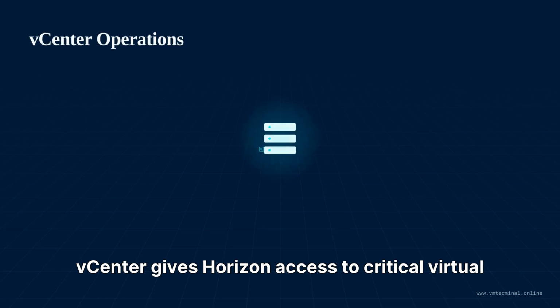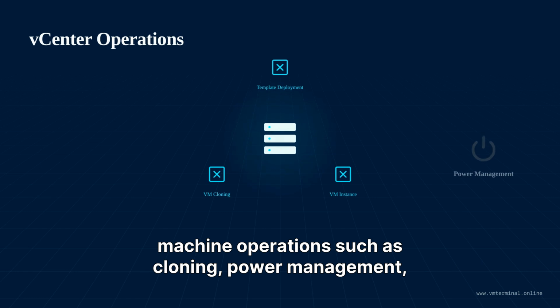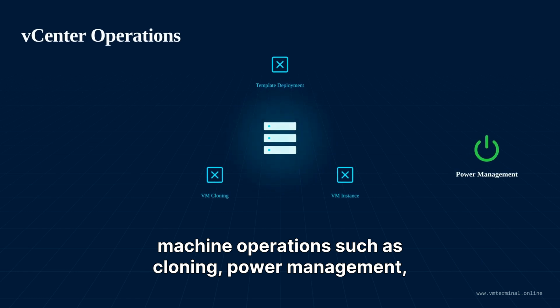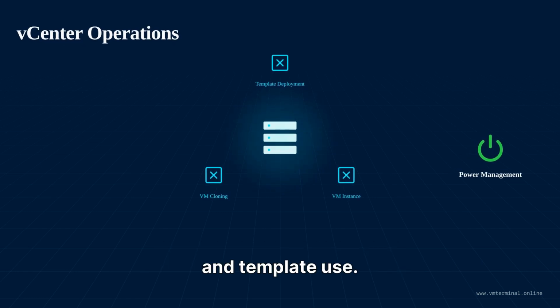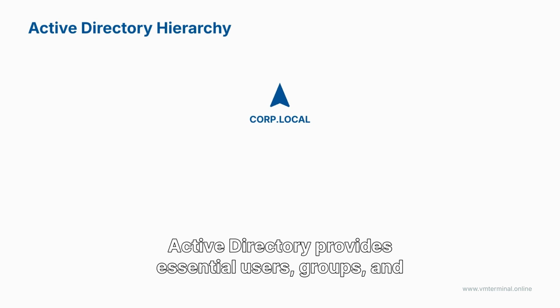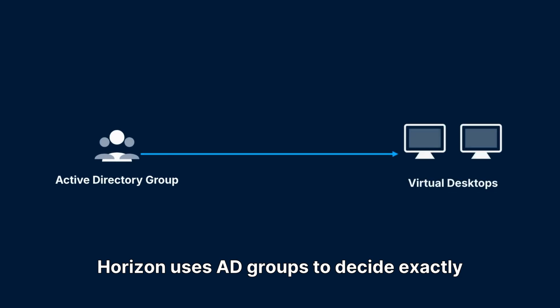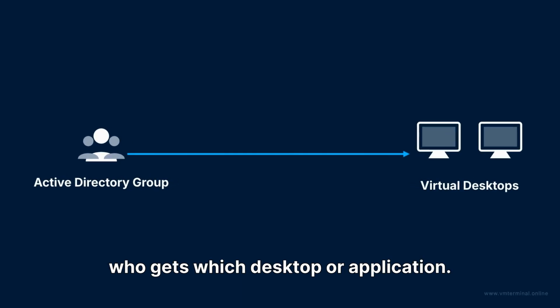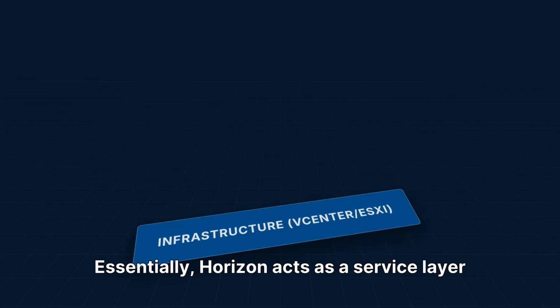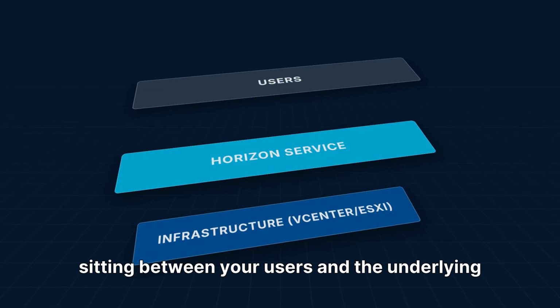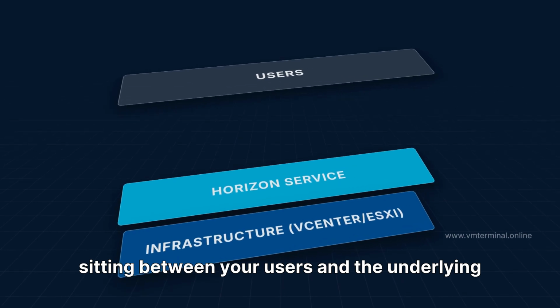vCenter gives Horizon access to critical virtual machine operations such as cloning, power management, and template use. Active Directory provides essential users, groups, and domain integration. Horizon uses AD groups to decide exactly who gets which desktop or application. Essentially, Horizon acts as a service layer sitting between your users and the underlying infrastructure.